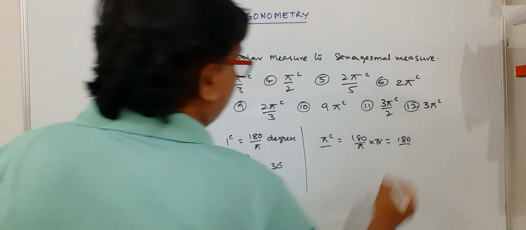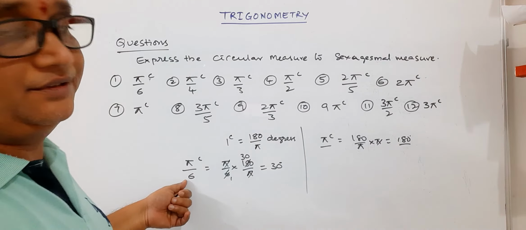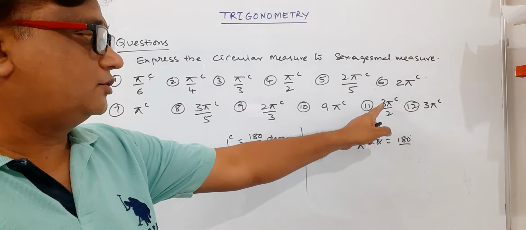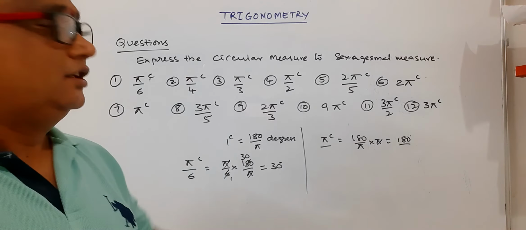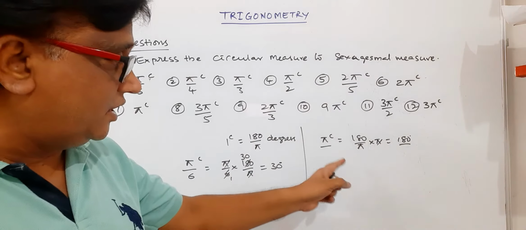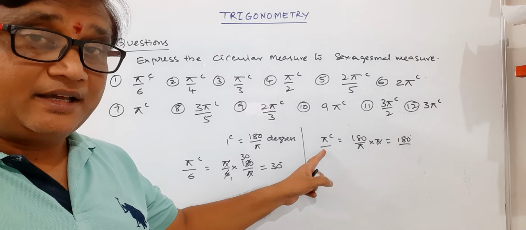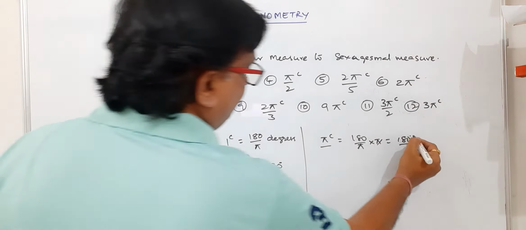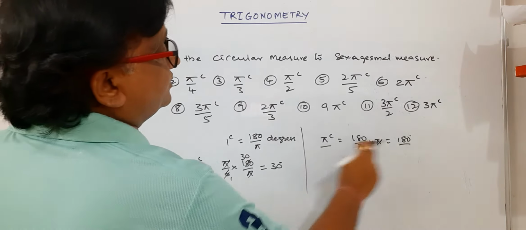So directly some people write pi by 6 as 180 by 6, and 180 by 6 is 30 degrees. Directly some people write, suppose 3 pi by 2, pi means 180, so 3 into 180 by 2. Because of this type of question, pi radians is 180 by pi into pi, so 180 degrees. Some people write pi radians as 180 degrees.